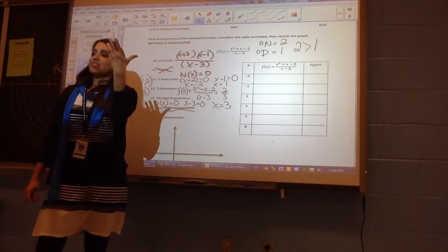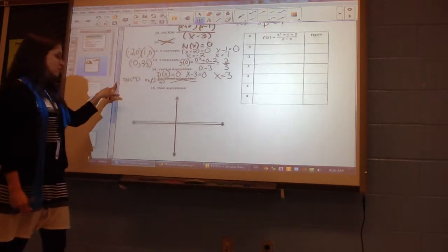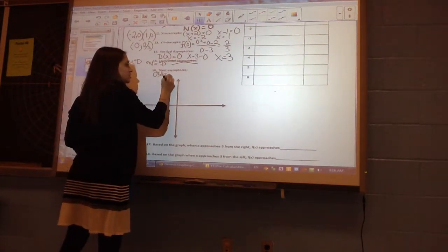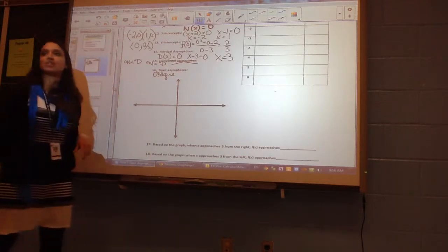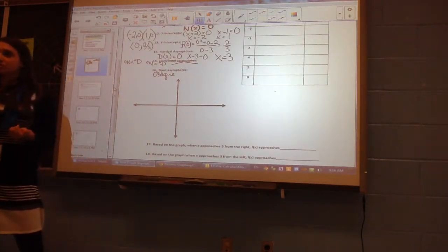So even though I don't have any horizontal asymptotes, I might have a slant asymptote. A slant asymptote is also given the name oblique. A lot of texts will call it an oblique asymptote. Future math teachers might call it that also.